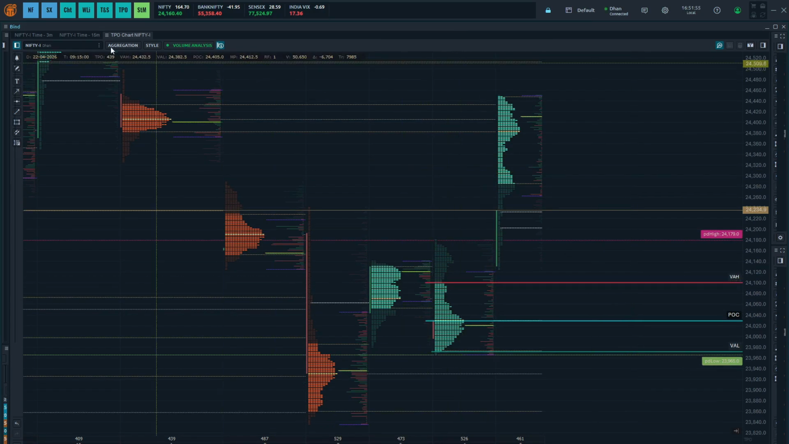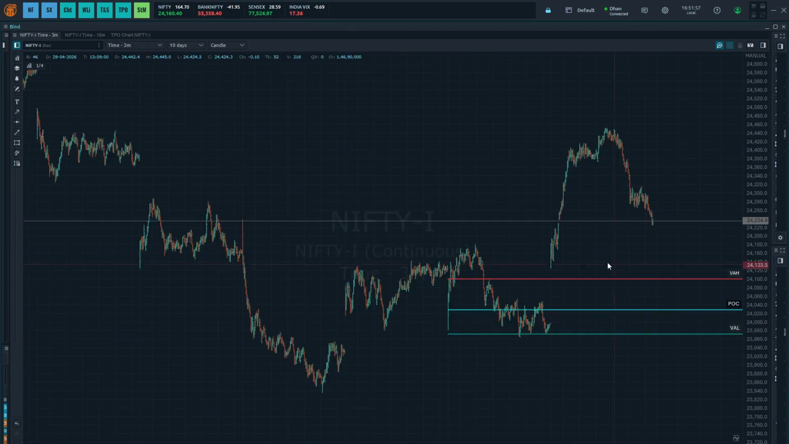Then if you go back to the candle chart, we can see this is yesterday's value area. This is the value area where most of the volume has been traded, in this range. Now what happened today?